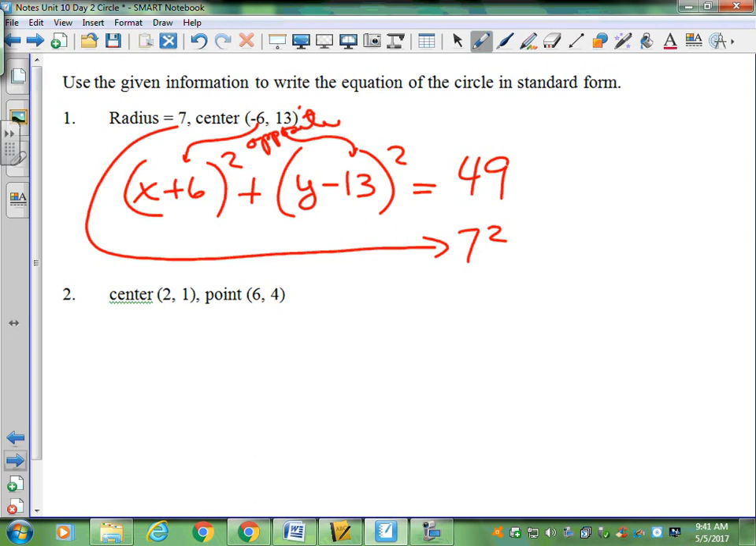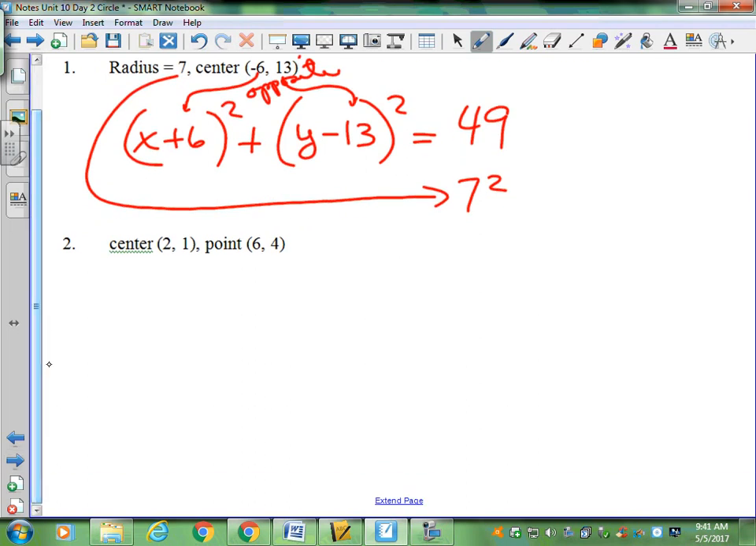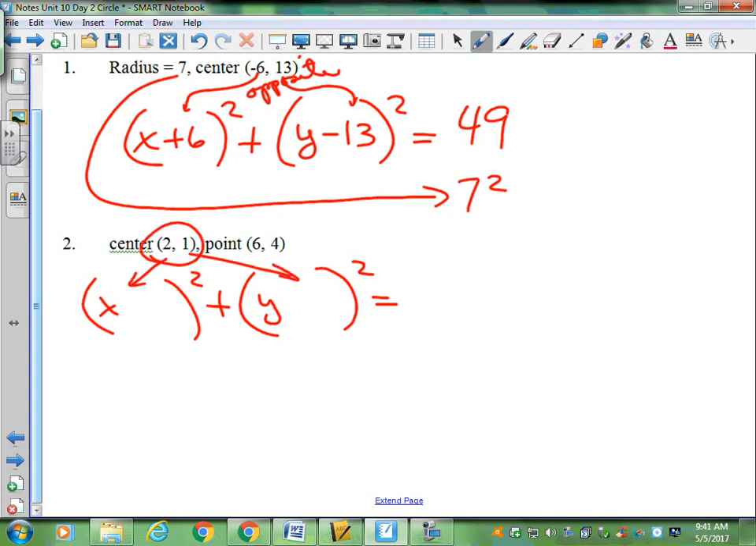For example, in our next question, you'll see you have the center and a point. What am I missing? The radius. But we could still go ahead and fill in what we do know before we go find the radius. Because we do know that this center point is what's going to get split and put in these two parentheses. So what's going to go with X? And Y? Alright. So that part was easy.